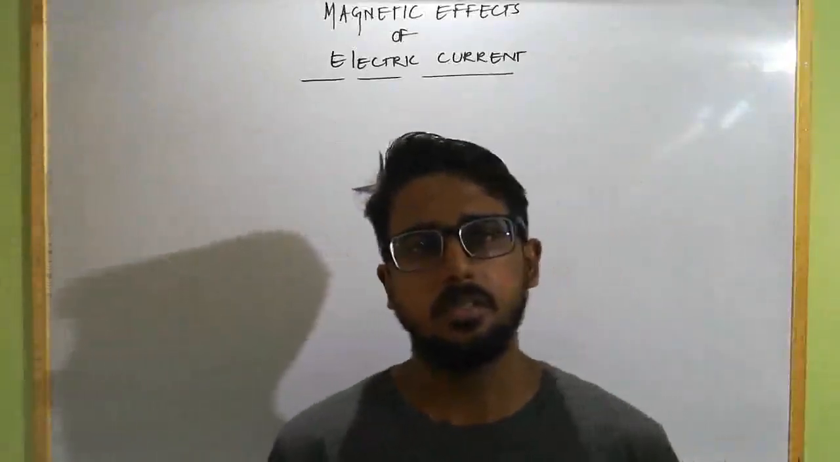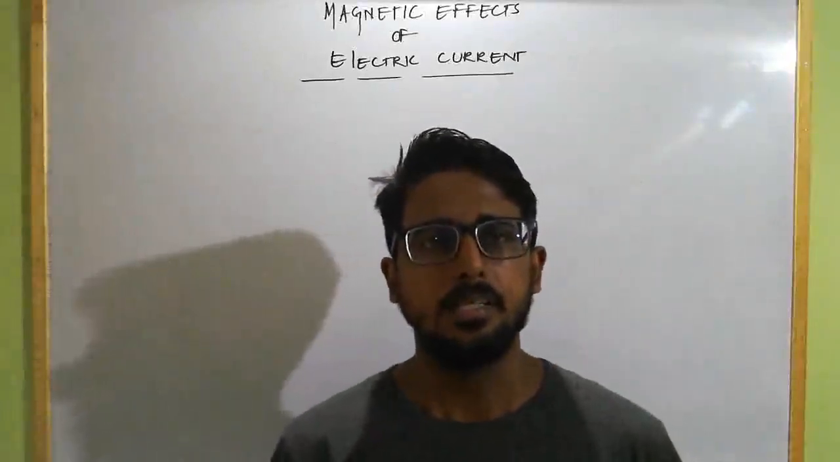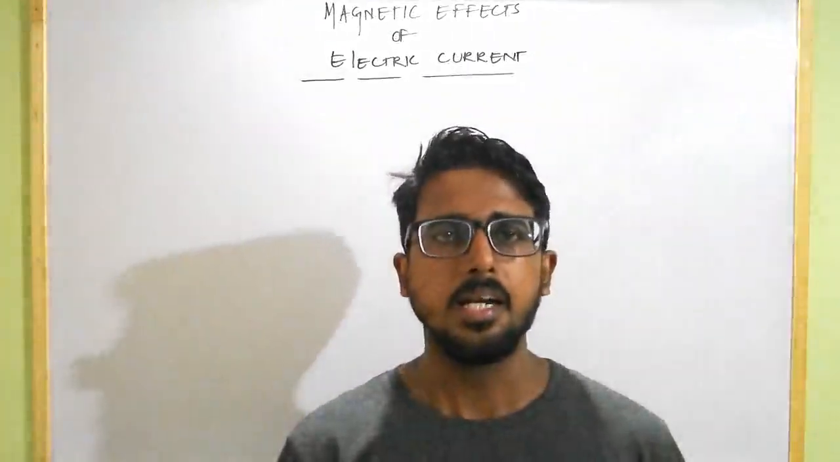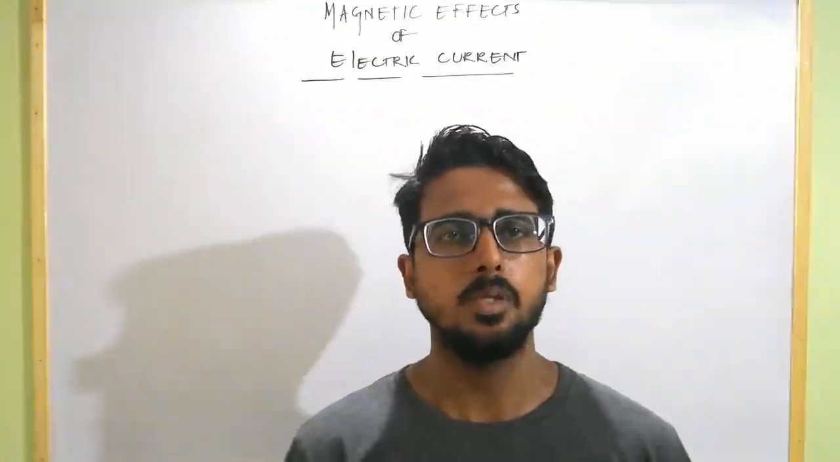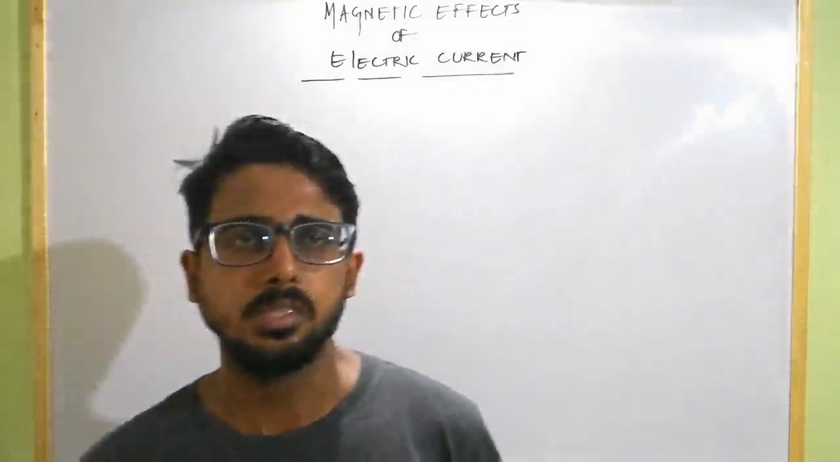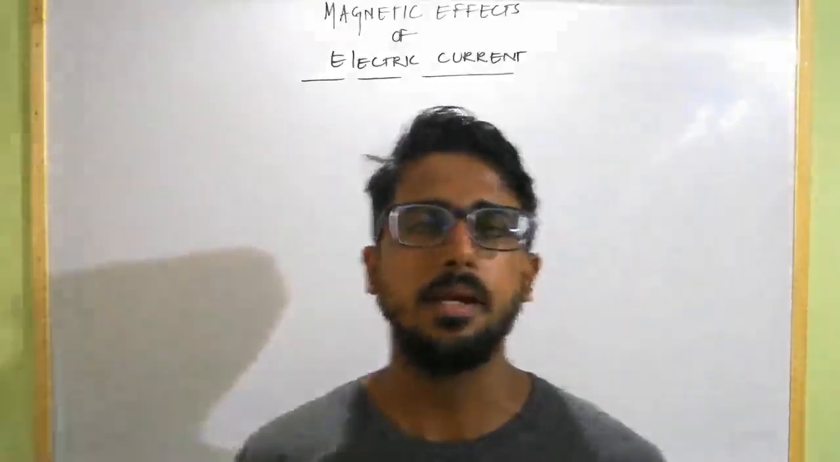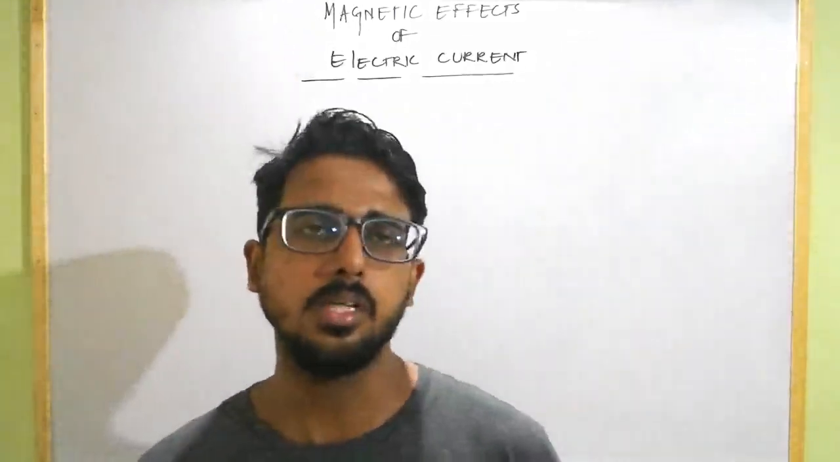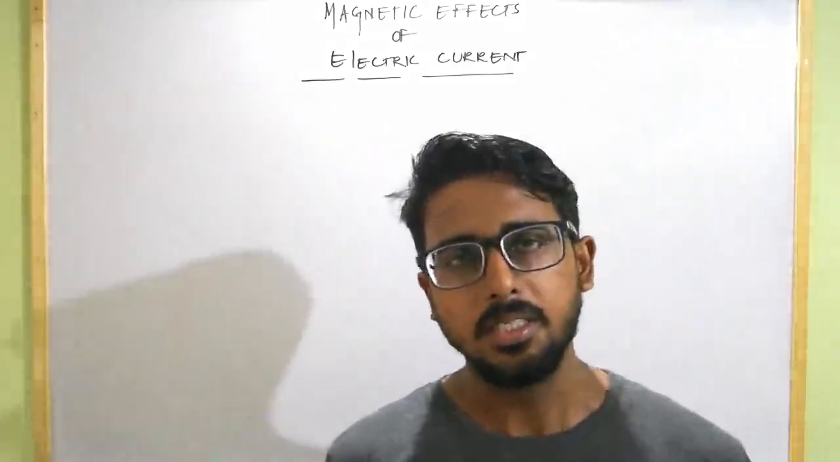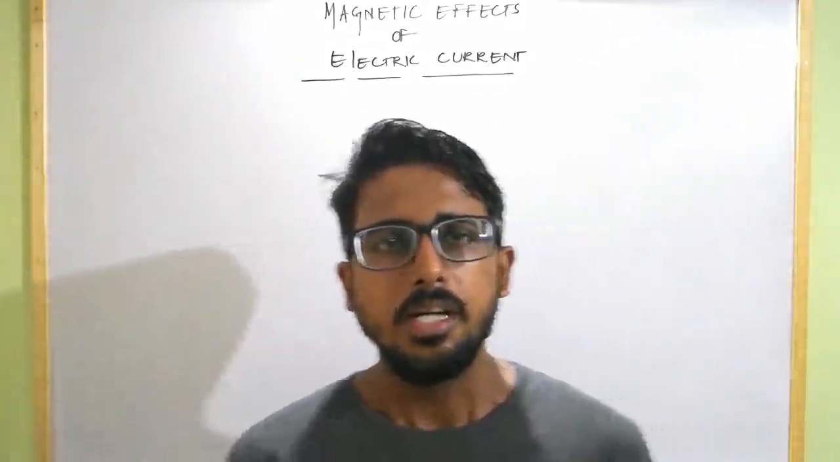Class, we already discussed what is a magnet, what are the properties of a magnet, and how a magnetic field is produced due to a magnet. And today we are going to discuss a new chapter known as magnetic effects of electric current. We already know what is electric current and what is a magnet. So now relate these two.